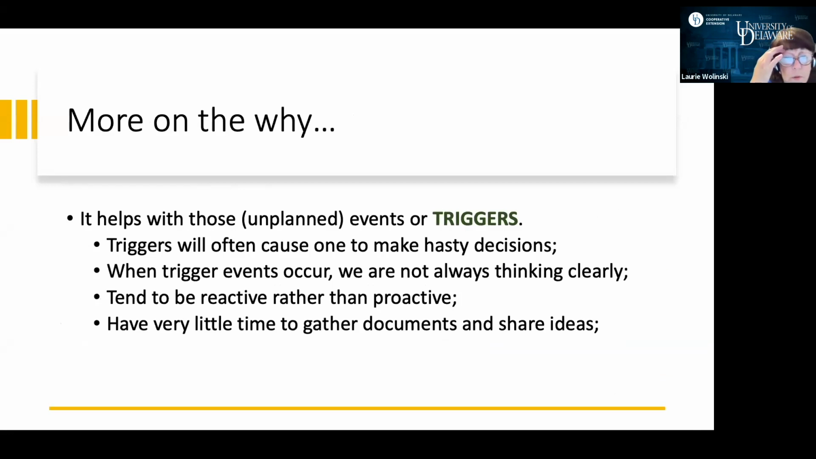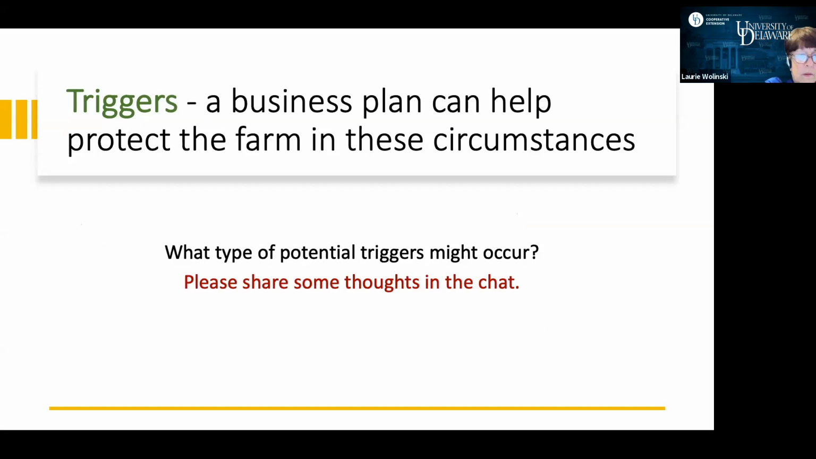It also helps with those unplanned events or triggers, as I've heard them referred to. Triggers will often cause one to make hasty decisions. When a trigger event occurs, we're not always thinking clearly. We also tend to be reactive rather than proactive. And oftentimes you have very little time to gather documents and share ideas when trigger events happen. And a business plan can help protect the farm in these circumstances.